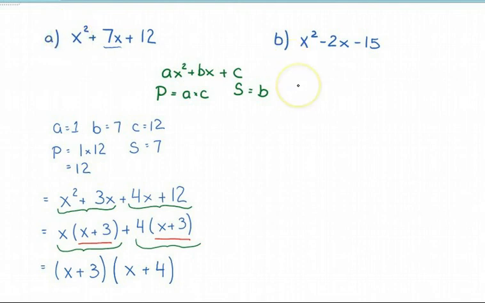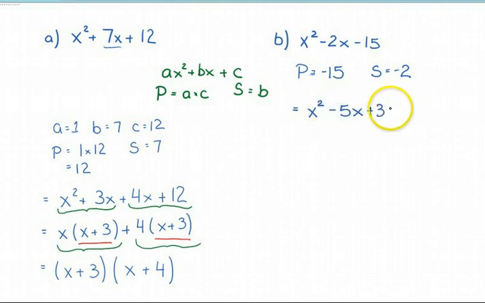Let's do this again, but a little quicker. In this case, I'm not going to write out a, b, and c. I'm just going to say the product is negative 15, because notice in this case, the c term is negative, and the sum is negative 2. So then two numbers that multiply to give me negative 15, but add to give me negative 2 are negative 5 and positive 3. So I decompose that middle term. So x squared minus 5x plus 3x minus 15.